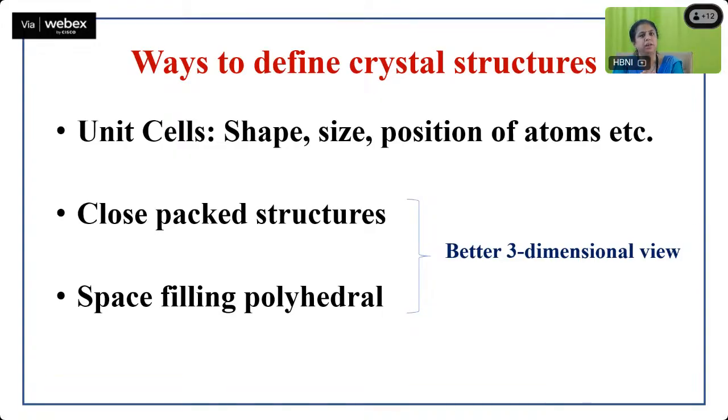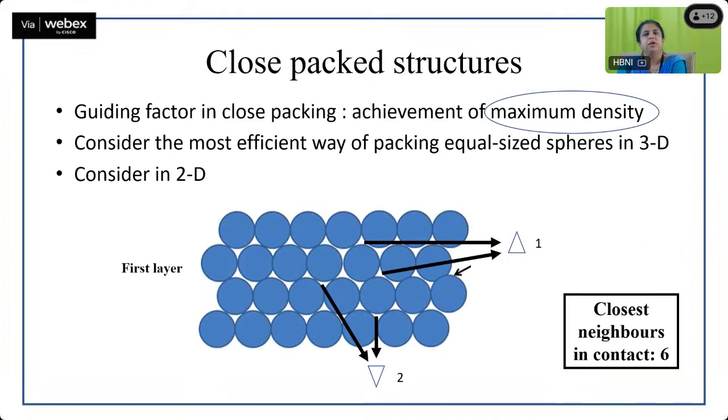Close packed structure and space filling polyhedra give you better 3 dimensional views, and hence all the approaches have their own merits and demerits, and it's good to have an idea of all of them to see whatever suits you most. Okay. Now, when we talk of close packed structure, let's go a little bit into it. When we say close packing, basically it considers that all your metal atoms, ions, whatever you are considering, are hard spheres, and you have to arrange them so that under those conditions you achieve maximum density.